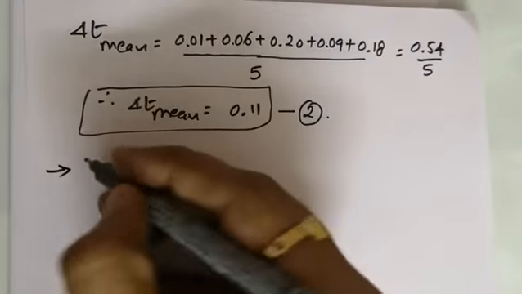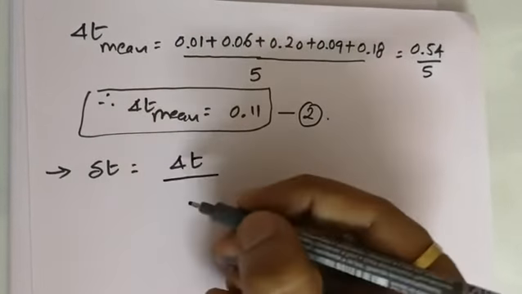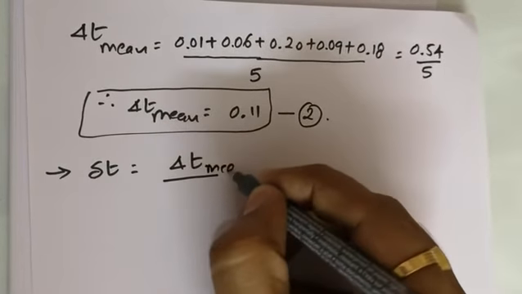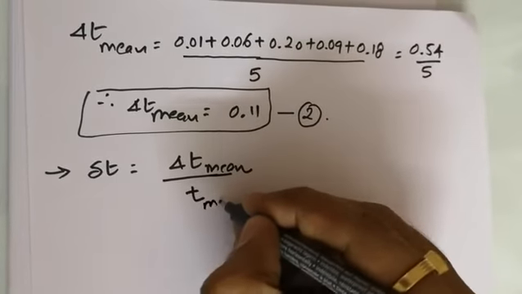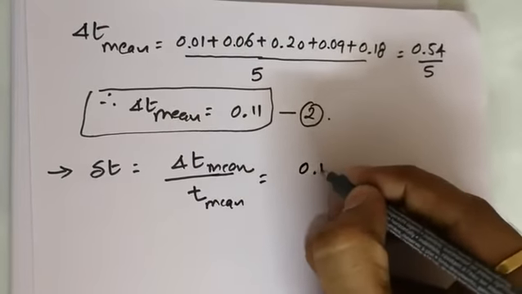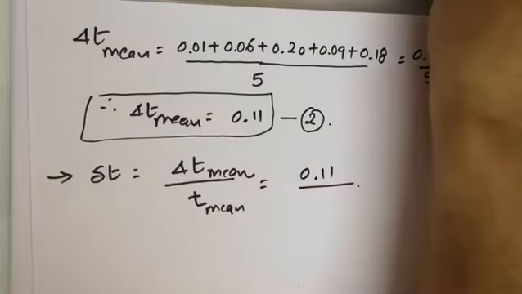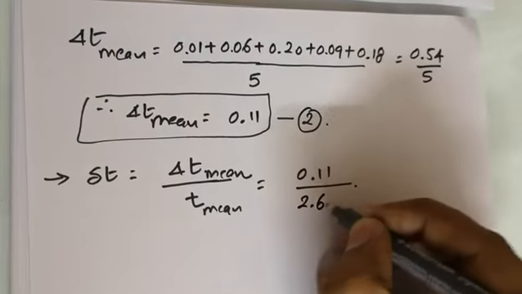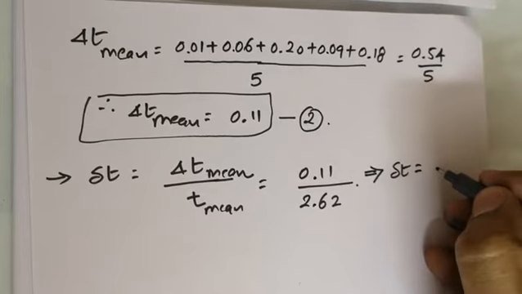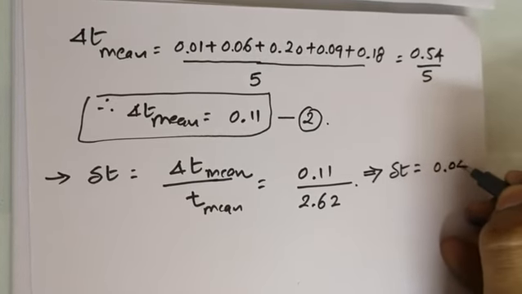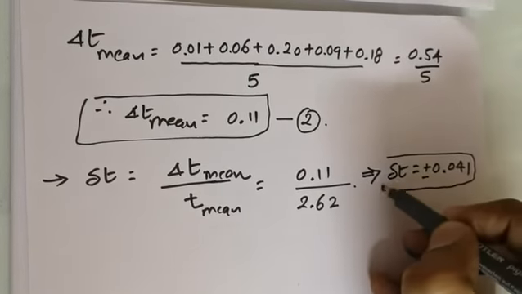Now the third step is delta t. I want to find it out. I'm taking the ratio of my absolute and mean part, delta t of mean divided by t of mean, which previously was 0.11, and t of mean was 2.62. So I am putting in that 2.62. It gives me delta t is equal to plus or minus 0.041. I am mentioning plus or minus because in a later part we will use that notation.